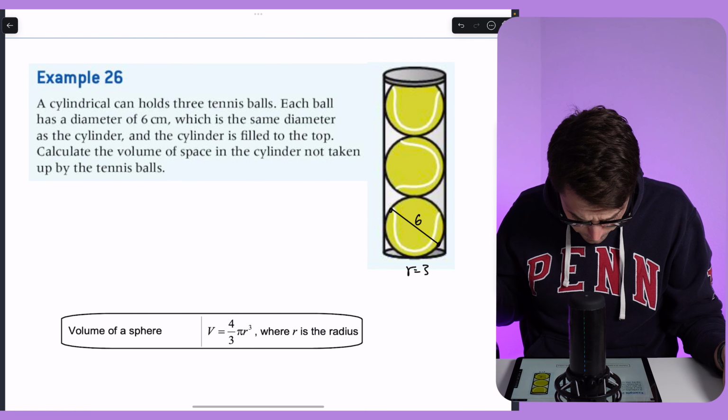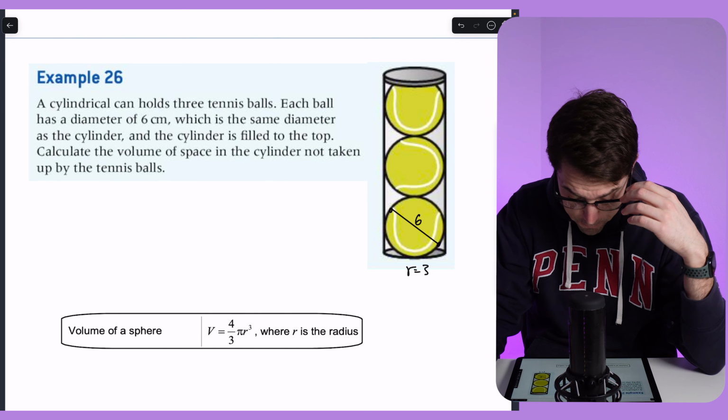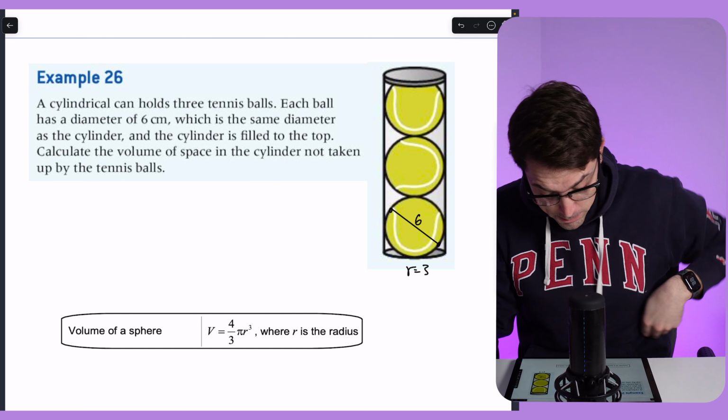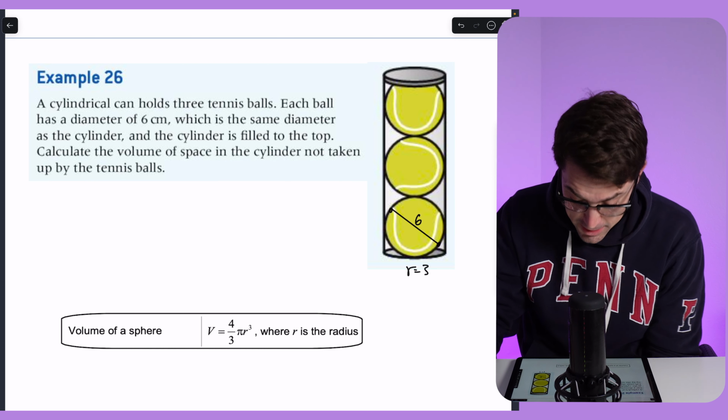All right, so which is the same diameter as the cylinder. So the cylinder also has a diameter of 6, and the cylinder is filled up to the absolute top. So let's calculate the volume of space in the cylinder that's not taken up by the tennis balls.